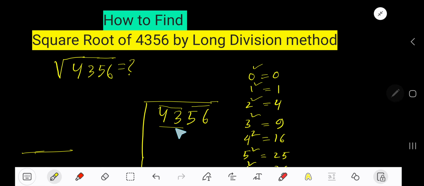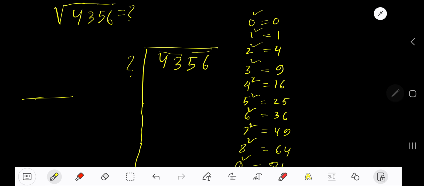So this 43, you have to take here a number whose square will be equal to 43 or nearest to 43. So if you take here 6 squared equal to 36, but if you take here 7 squared equal to 49, which is greater than 43. So our guessing number 6 is correct. So take here 6 in the divisor side.